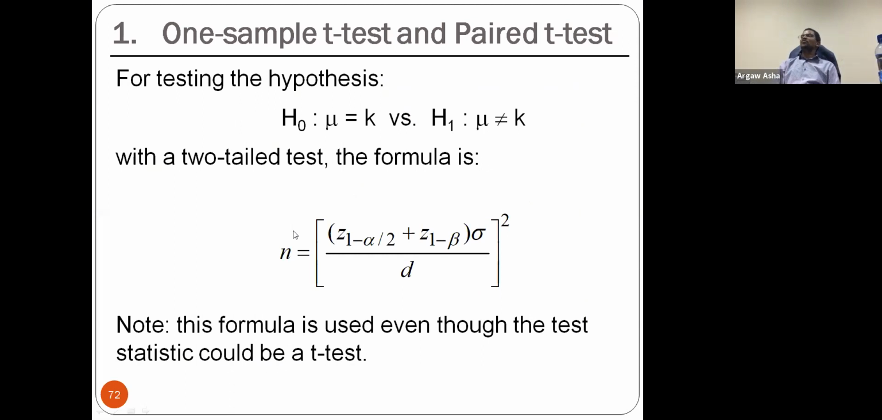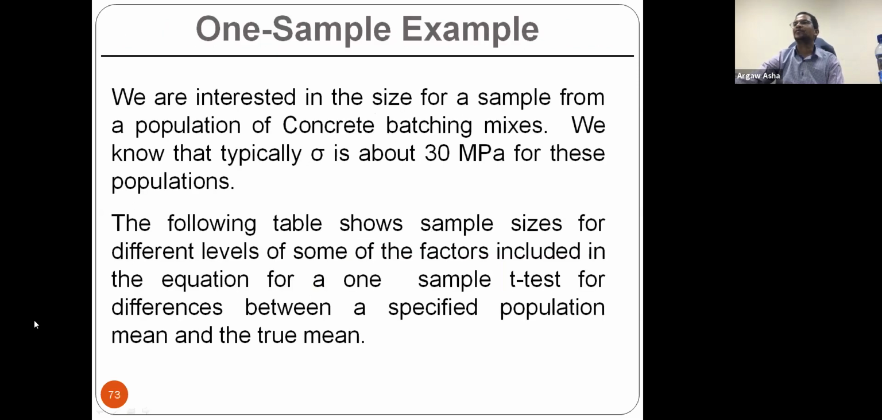So in this case, whenever we are using a one-sample t-test and the paired test, we can have H0: mu equals K versus H1: different from K. These are hypothesis tests. We can compare, is that type 1 error or type 2 error? Then we have the number of samples, n, equal to (Z1 minus alpha over 2 plus Z1 minus beta) squared, times sigma square over d square.